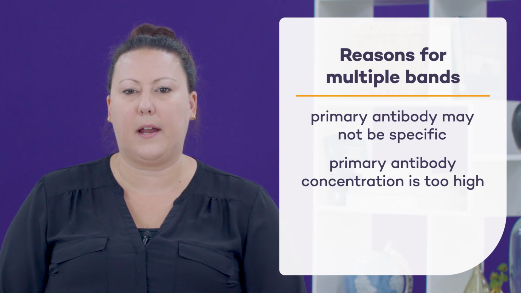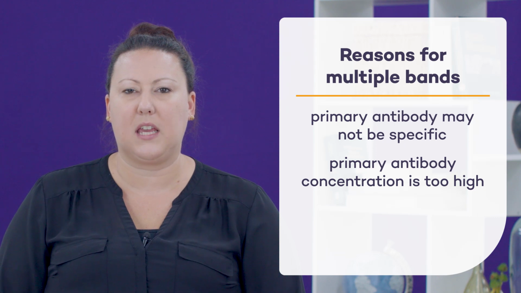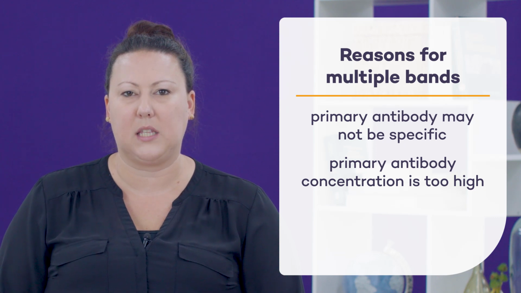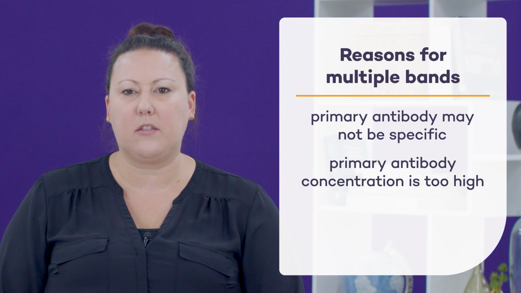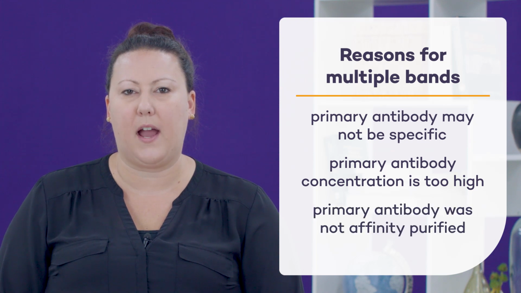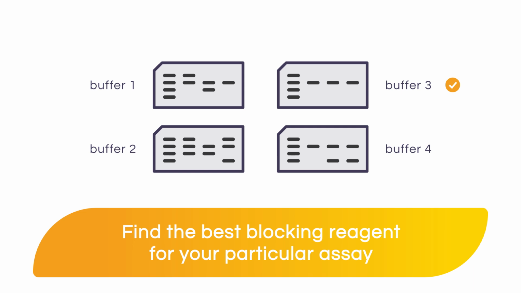Run a secondary antibody control only without the primary present to see if the secondary antibody is binding to the membrane and causing these nonspecific bands. Another thing to check is if the antibody was purified and how. Try to use an affinity purified antibody. This will often help remove nonspecific bands. Another way to try to reduce nonspecific bands is to test several different blocking reagents. Depending on the protein target, some blocking agents will do a better job at preventing nonspecific binding of the antibodies.